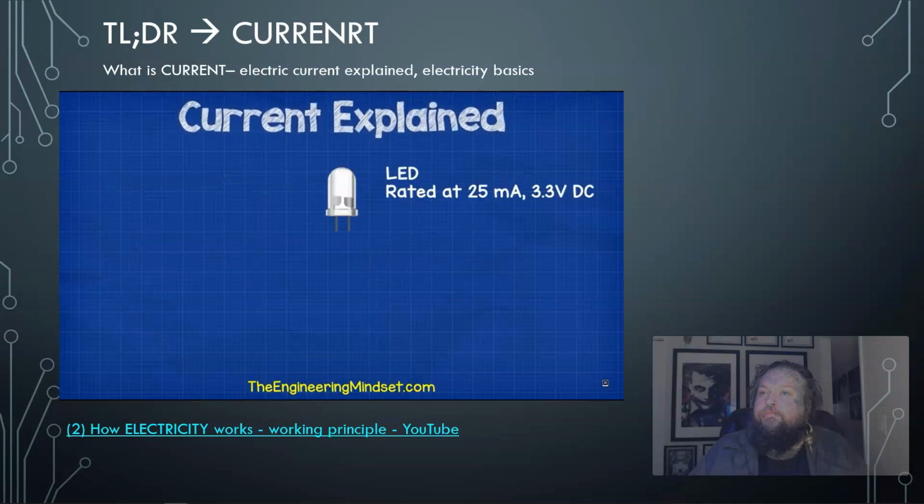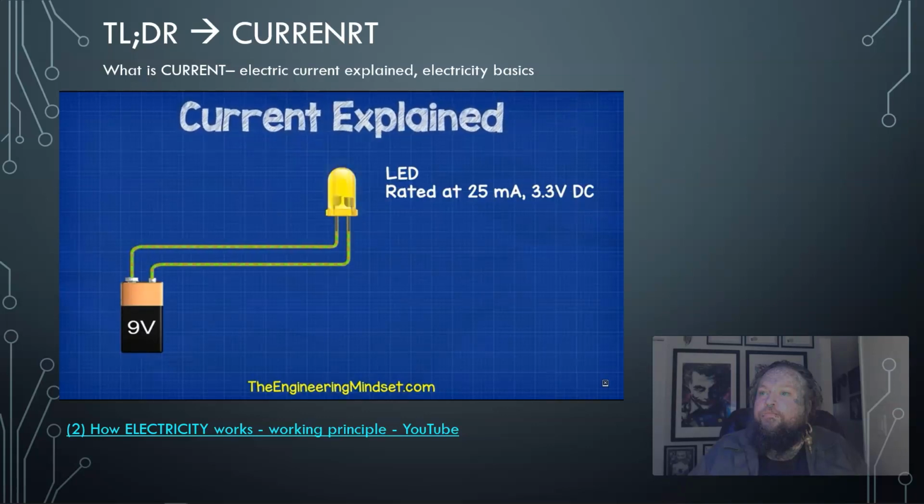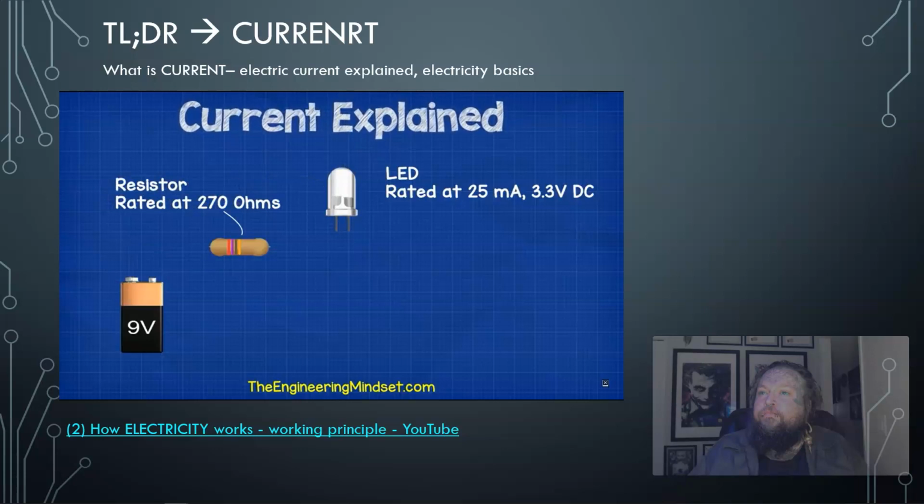For example, this LED is rated at 25 milliamps and 3.3 volts, but our battery is rated at 9 volts. So if we were to connect the LED to the battery, it will just burn out because it can't handle that much voltage and current. So to stop the LED from burning out, we need to place a resistor into the circuit. In this case, we'll use a 270 ohm resistor to bring the voltage and current down to a safe level for the LED.